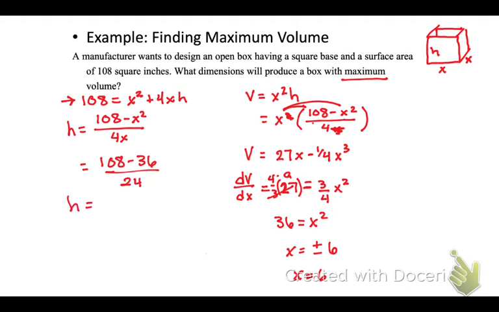So 72 over 24, which I think is 3. So my dimensions are going to be 6 by 6 by 3, because it says, what are the dimensions? Since it's an open box, wouldn't the inside also be surface area? No, because you don't count an area twice.